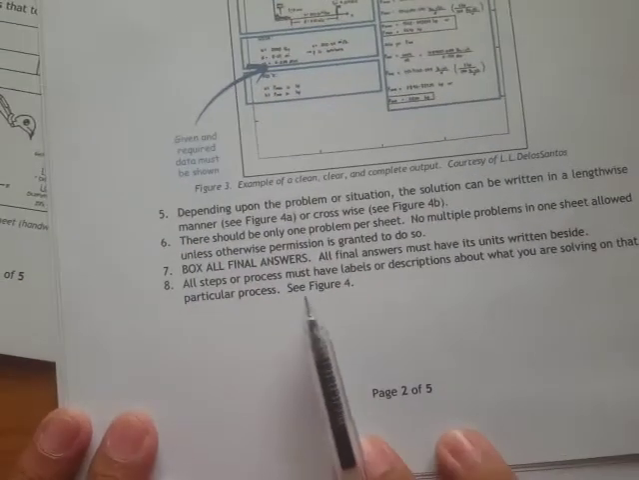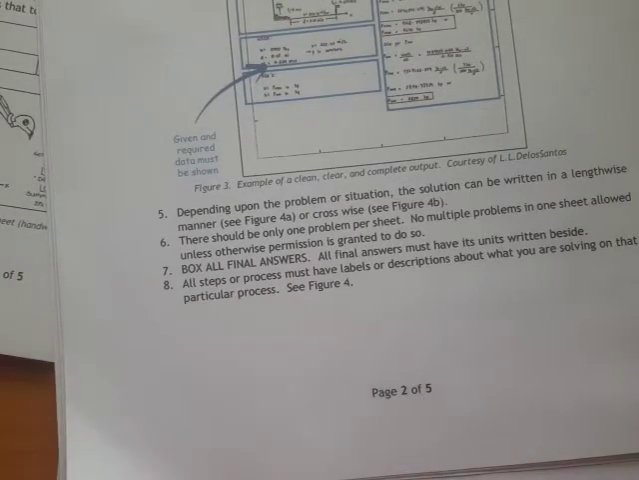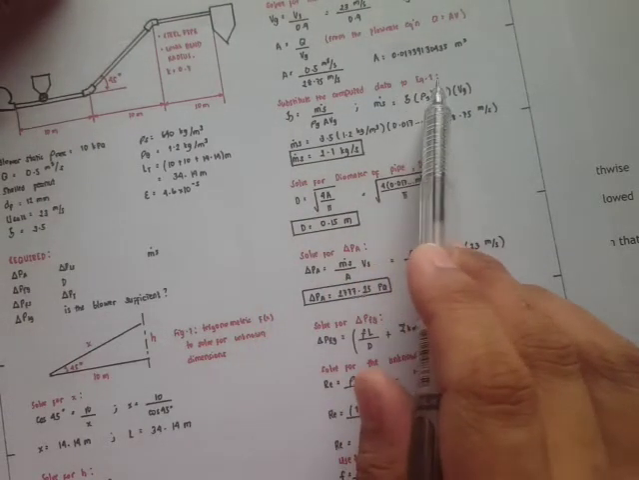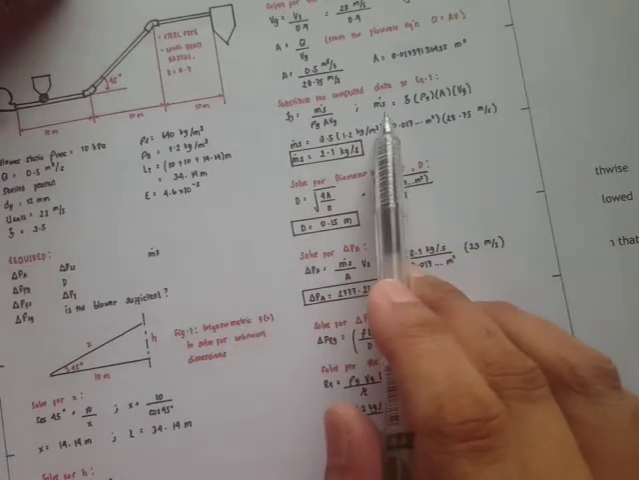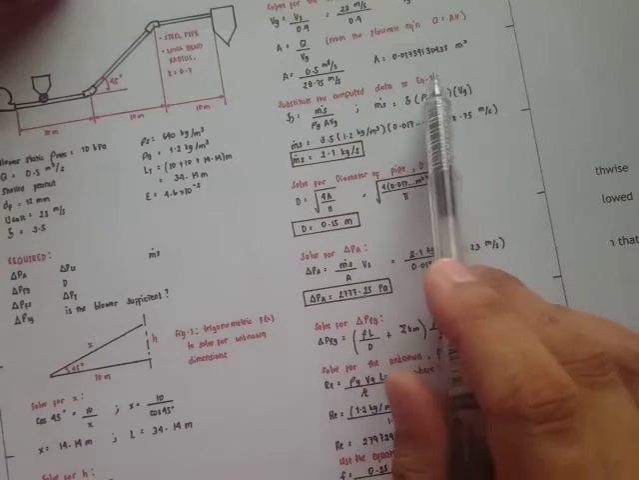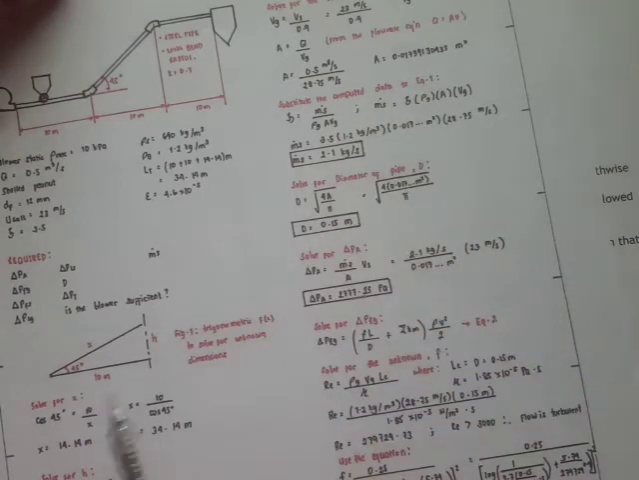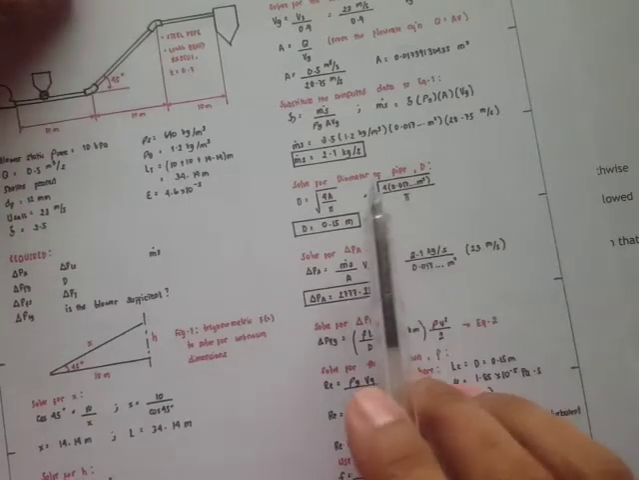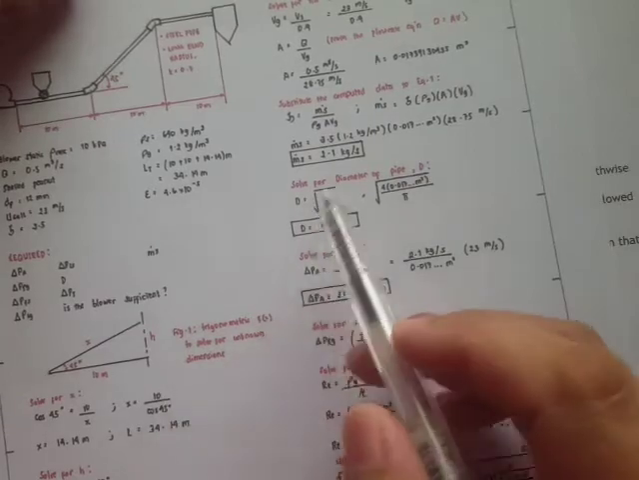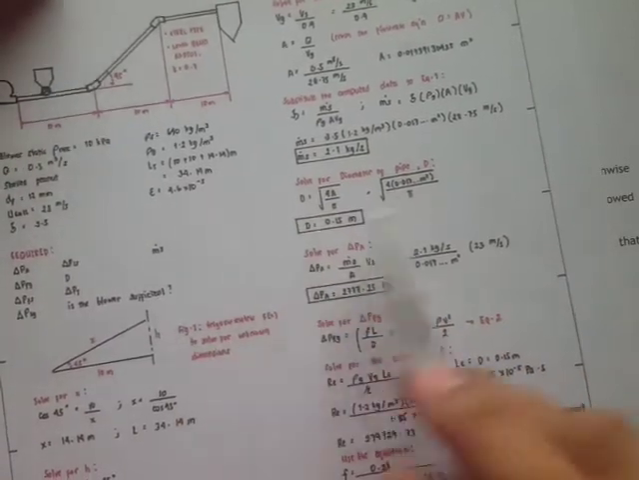And then number 8, all steps of the process must have labels or descriptions about what you are solving at that particular process. Just like this, it says here, substitute the computed data to equation 1. That is why it is necessary to put the caption on your equations and your figures, because sometimes you might be referring to figure 1 or figure 2, then the diameter of the pipe or something like that.